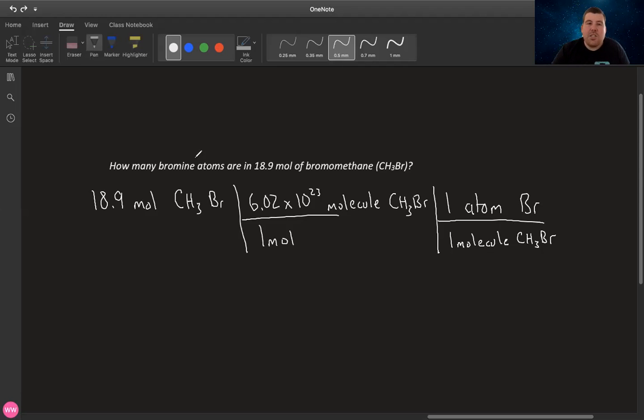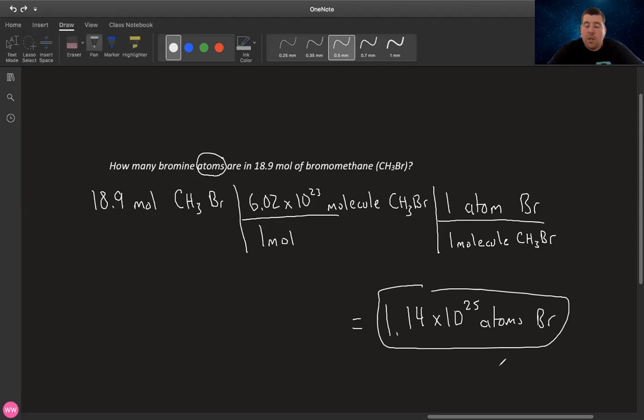But make sure you're paying attention to what the question's asking you. This is asking for bromine atoms given a sample of a molecule. So doing this multiplication out, we find that 1.14 times 10 to the 25th atoms of bromine is what we're looking for. Atoms of Br.